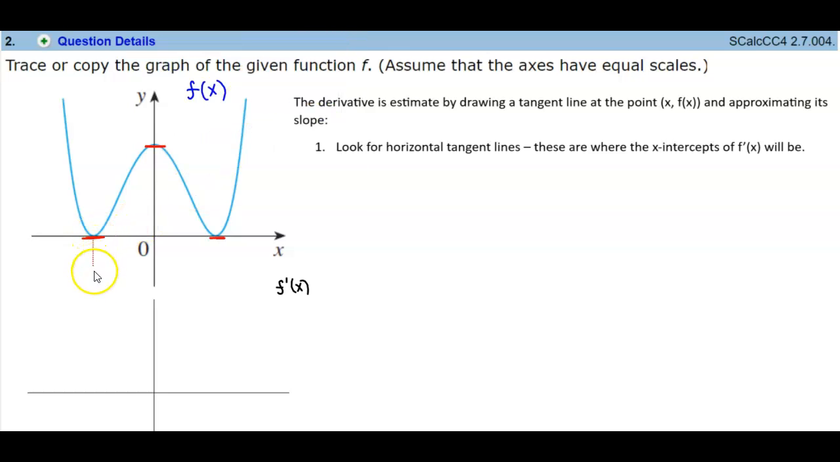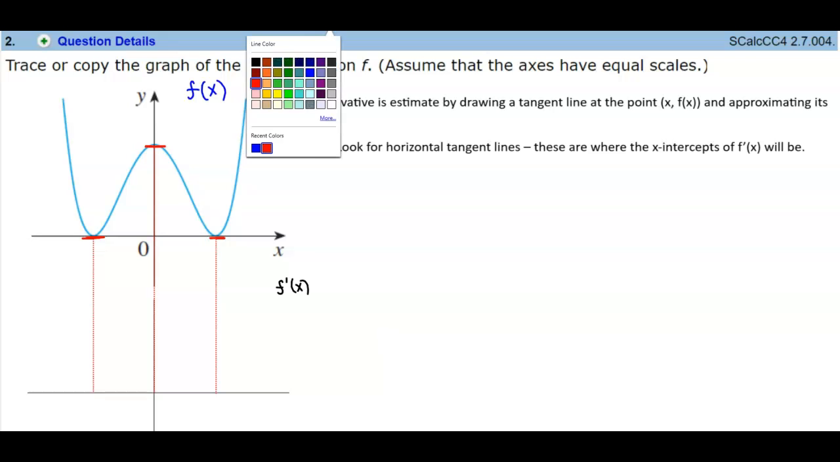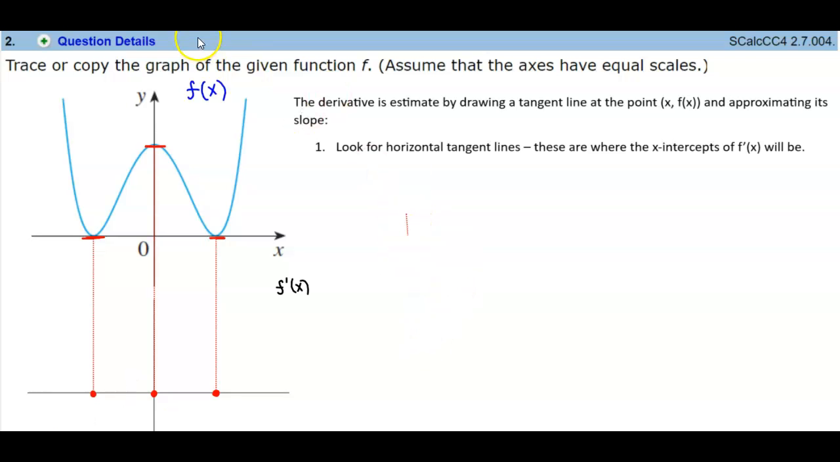So from here, we have an x-intercept that's located here. Again, here's another horizontal tangent, so we're going to have an x-intercept there. And then from here, we're going to have another x-intercept located on the derivative function here. Okay, so now let's go ahead and identify those. There's our first x-intercept, there's our second x-intercept, and here's our third x-intercept. Okay, so now the next thing we want to do is the following.